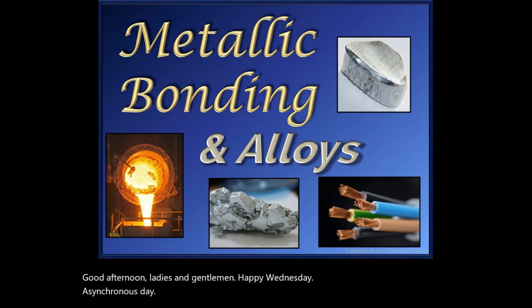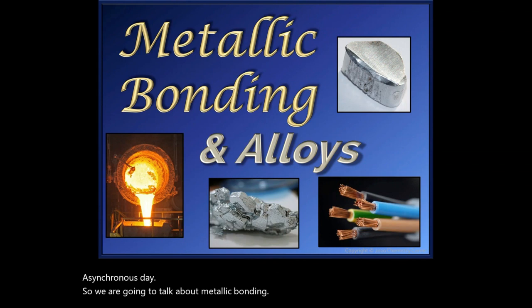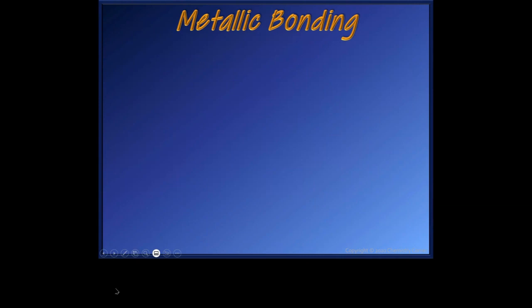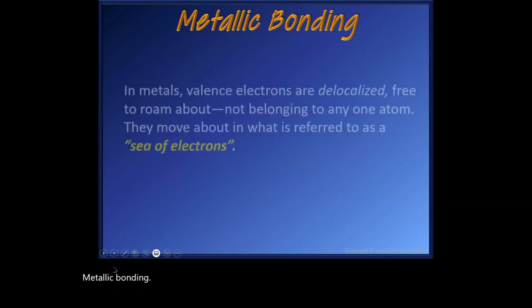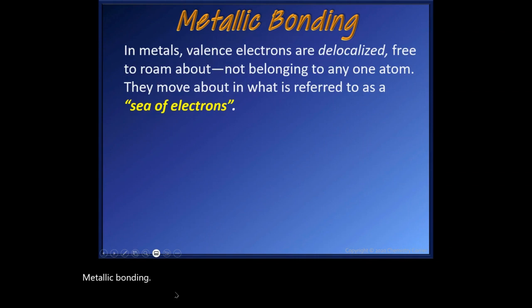So, we are going to talk about metallic bonding and its use in alloys. Metallic bonding is in metals, and again, we've talked about valence electrons. Okay.